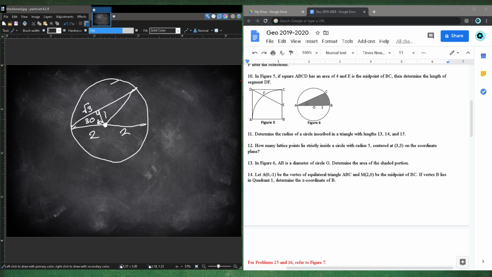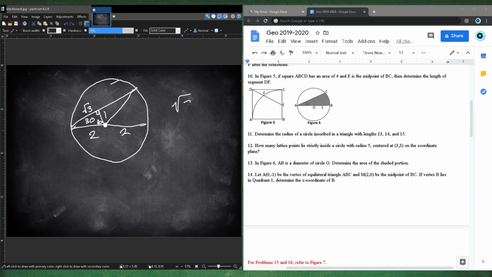Okay, that means the area of this is base times height, right? So let's just do this triangle. That's just going to be square root 3 times 1 divided by 2, right? And then since we want to get the other one, we have to multiply by 2, so let's cancel each other out. So the area of this triangle is just square root 3.